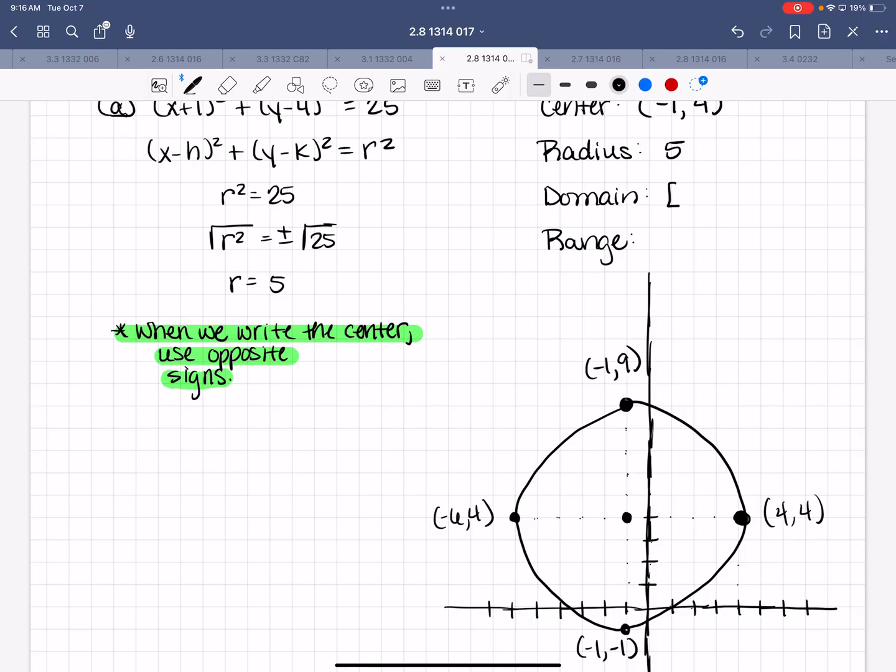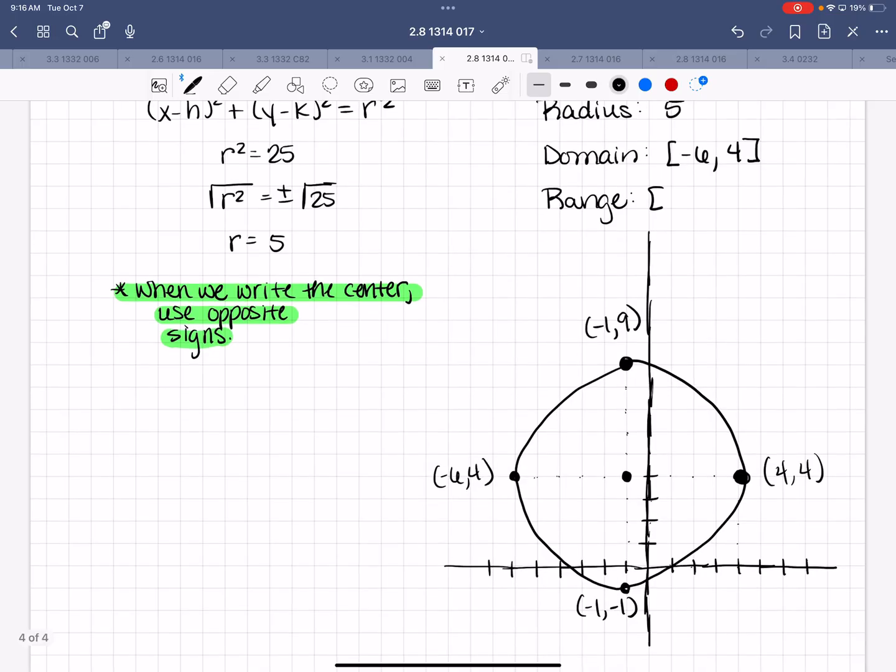Negative 6. What's my rightmost x value? Positive 4. Okay? And then my range, what's my lowest y value? Negative 1. And what's my highest y value? 9.